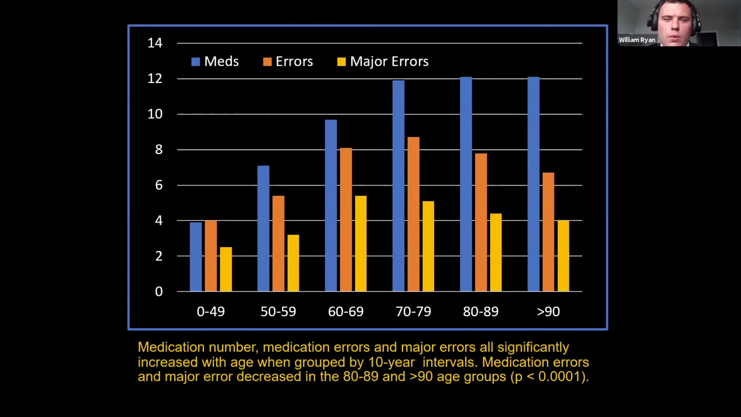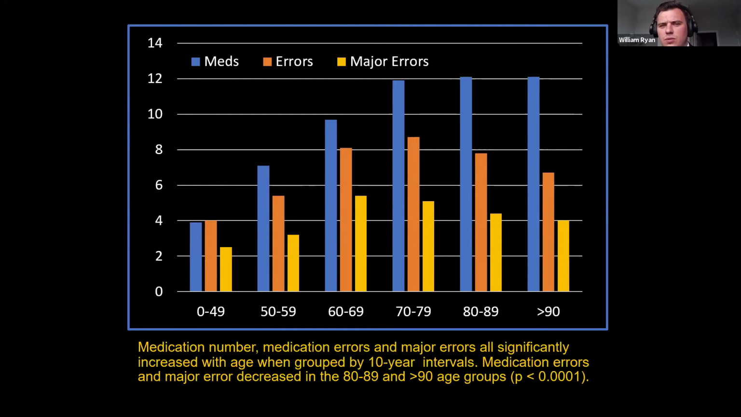And in this figure, we stratified the patients by age group. The first age group was 0 to 49. And then after that, we did it by decade, going from 50 to 59, 60 to 69, 70 to 79, 80 to 89, and greater than 90 years old. As you can see from this data, the number of medications increased as the age went up, as did the number of errors and major errors. However, after we got past the 70 to 79 age range, the two highest age groups that we collected, the number of errors and the number of major errors actually went down.